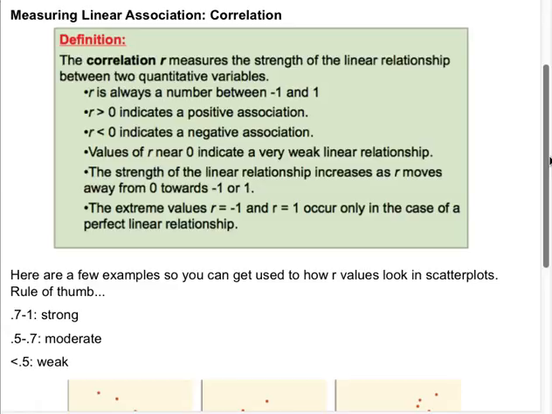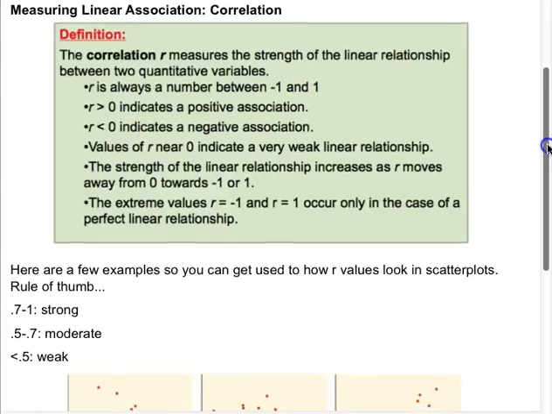Either becoming more negative or more positive. That is strengthening the relationship. And of course, if it actually is either 1 or -1, it is a perfect linear relationship, okay? So basically, this R value is going to be a quantitative measure of that strength, okay?